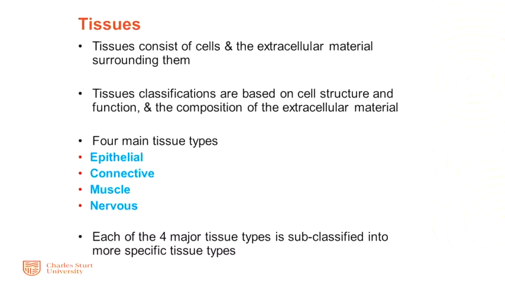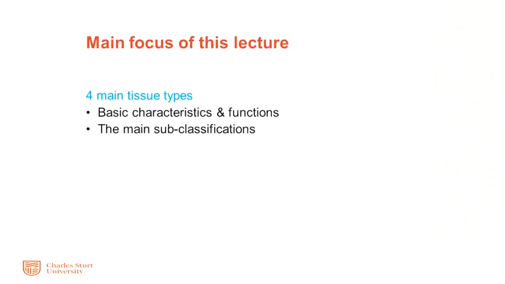Four main tissue types, as I mentioned. We're going to talk about epithelial tissue here. And each of the four major tissue types is subclassified into more specific tissue types. Our main focus of this lecture is just talking about the characteristics and functions of the tissues, and we'll talk a little bit about how they are subclassified.